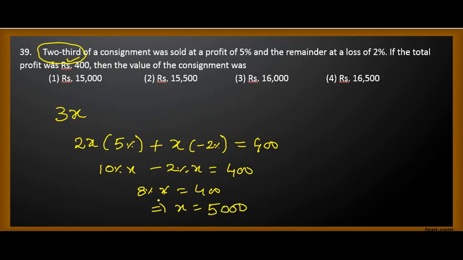5000. Now he's saying that total, what's the question? The total value of the consignment. Consignment value is how much? 3x. So 3 into x, 3 into 5000, which is equal to 15,000 is an answer. Option 1.